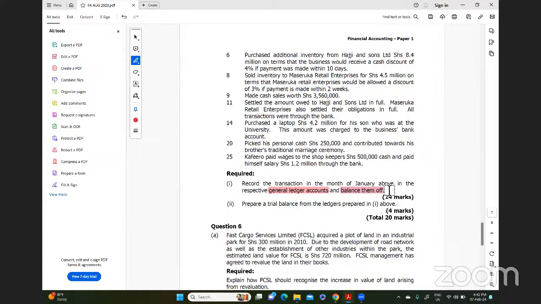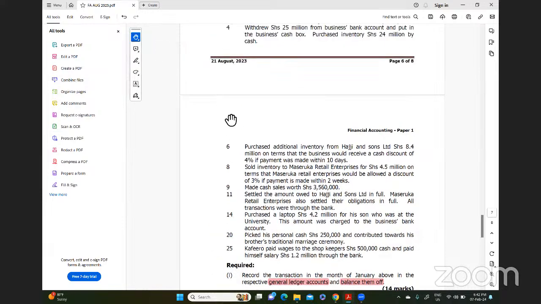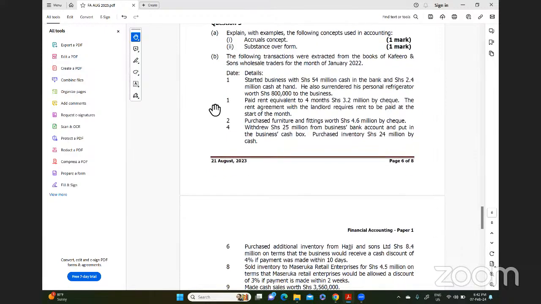And balance them off. Of course, after balancing them off, they want us to also prepare a trial balance from the ledgers that we have prepared in one above. So it's going to be some bit of a long journey. But I'm sure with the time we have, we shall be able to finish.